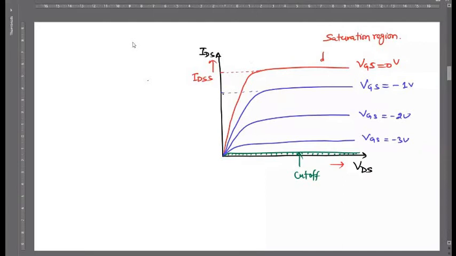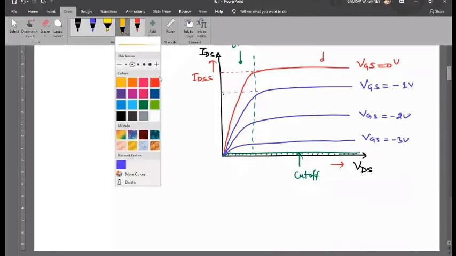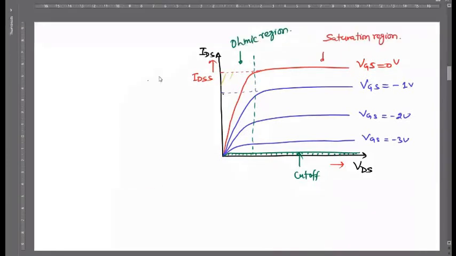And you see here this region specifically. This region is called the ohmic region. In the characteristics of the transistor, this region is called the ohmic region. Always keep this in your brain.